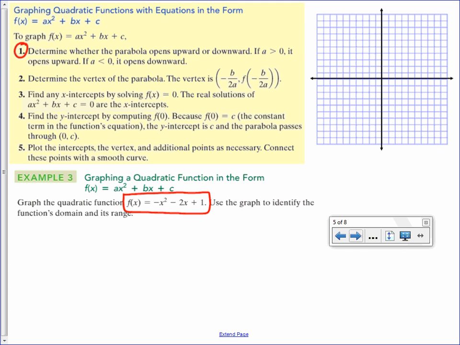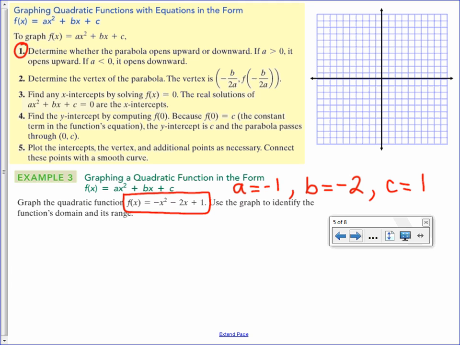And so we're going to determine the coefficients. So a is going to be the coefficient of the x squared term, so that's negative 1. B is going to be the coefficient of the x term, which is negative 2. And c is the constant term, the number, so that is equal to 1.